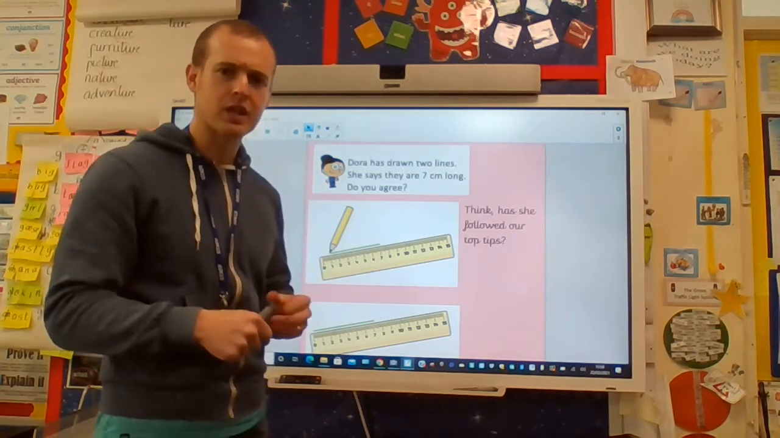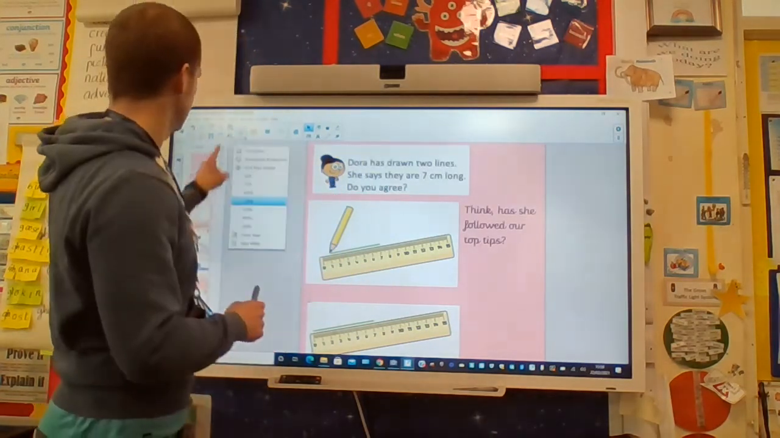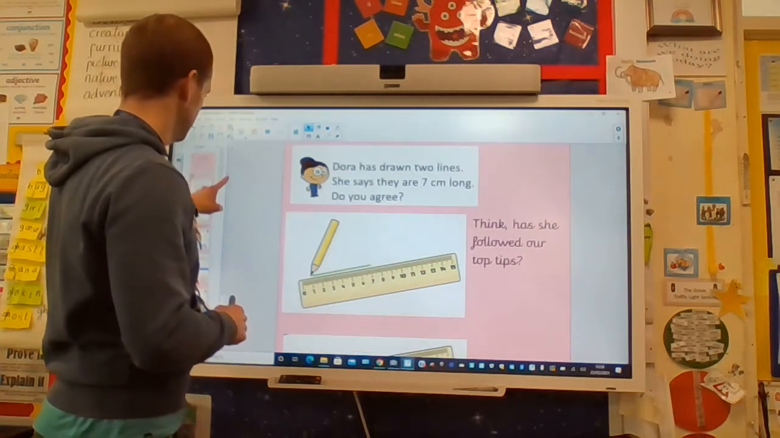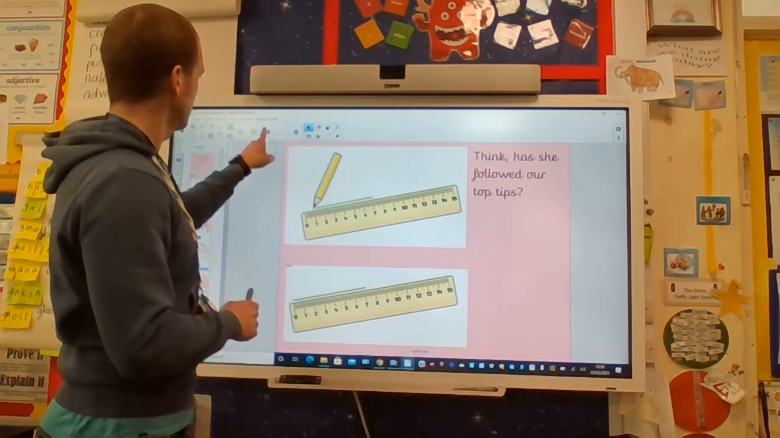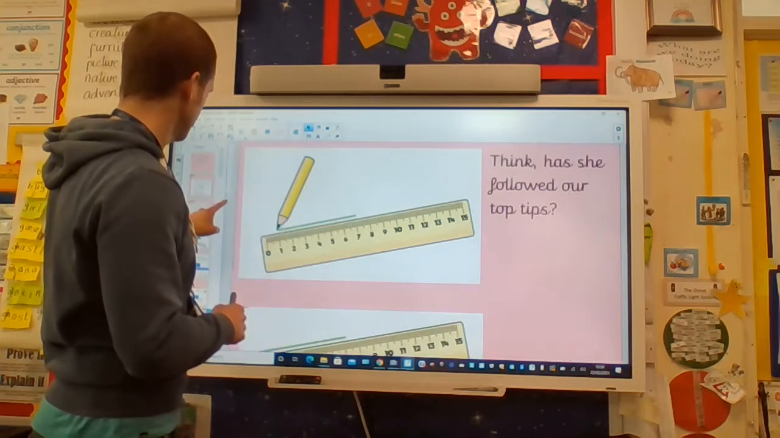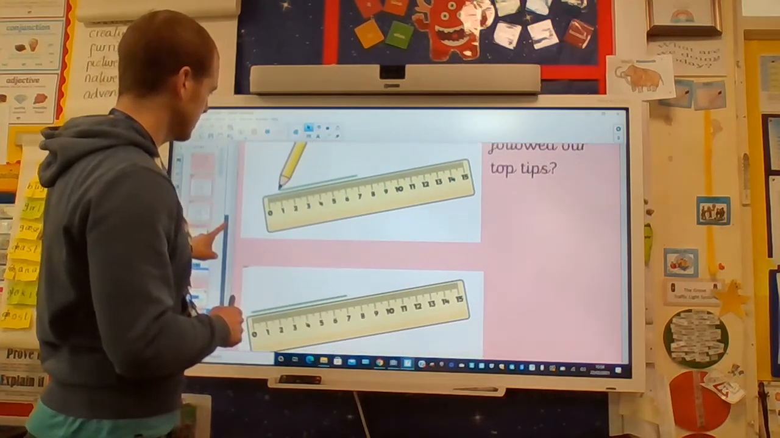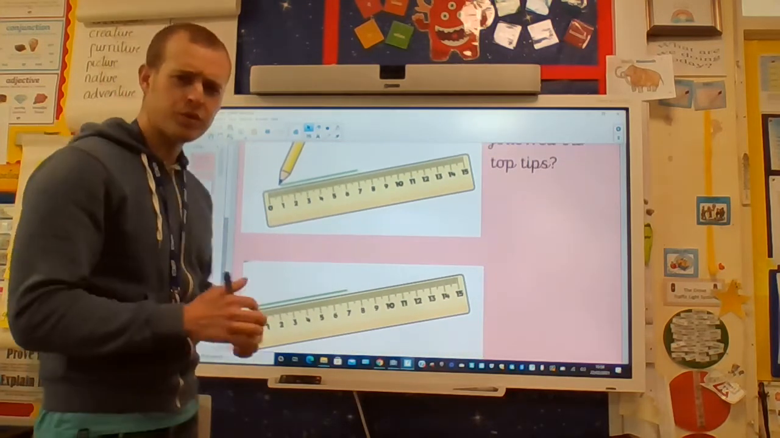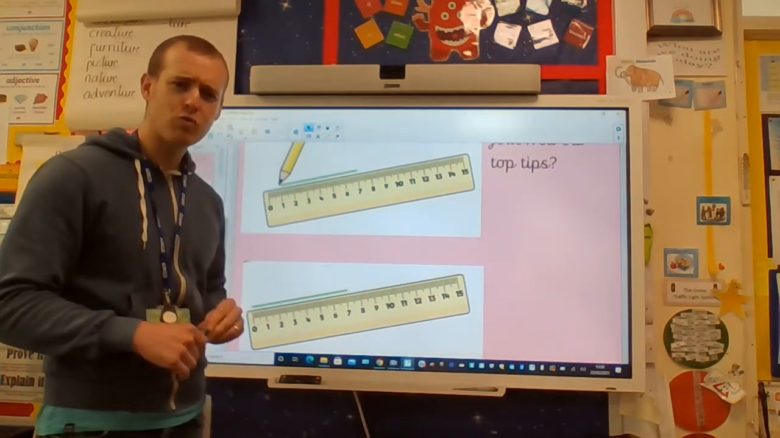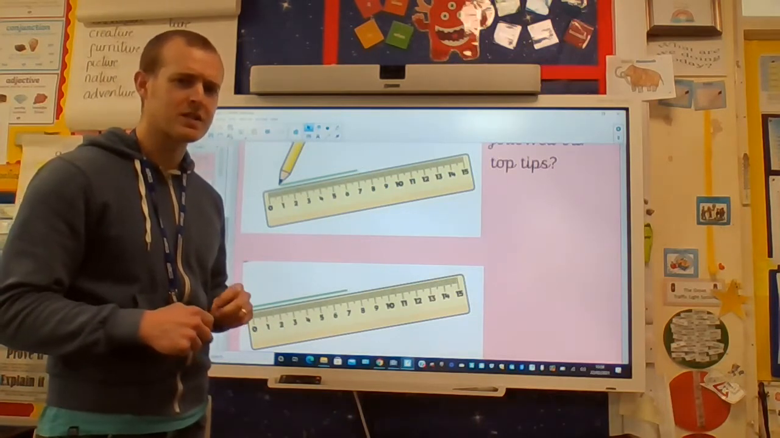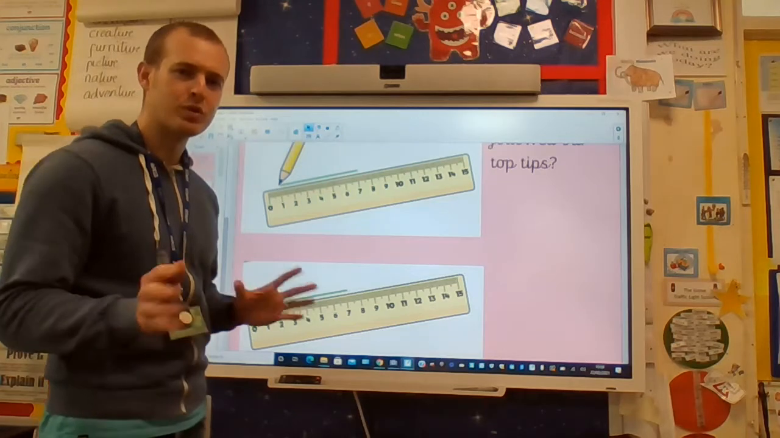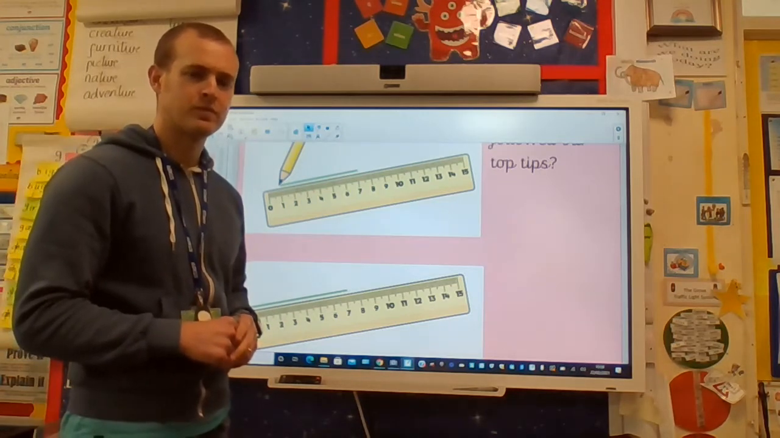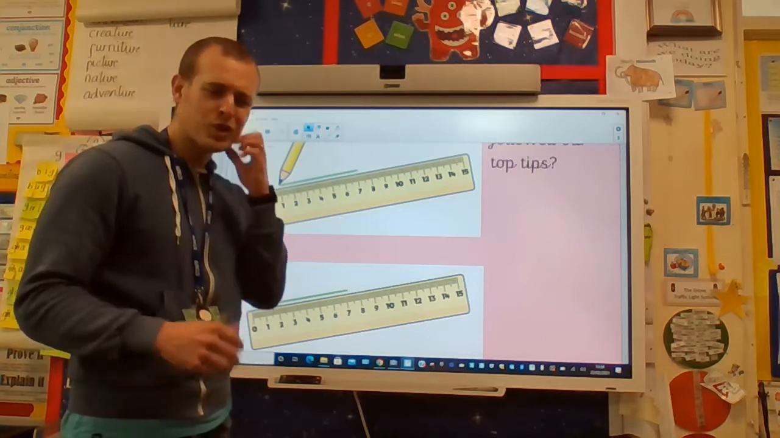Let's have a little think. Zoom in a little bit more. Good. Pause the video here. Have a think. Has Dora drawn 2 lines that are 7 centimetres long? Pause the video now. Brilliant. What do you think?